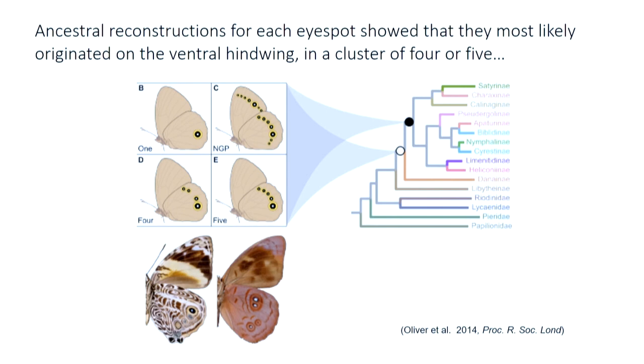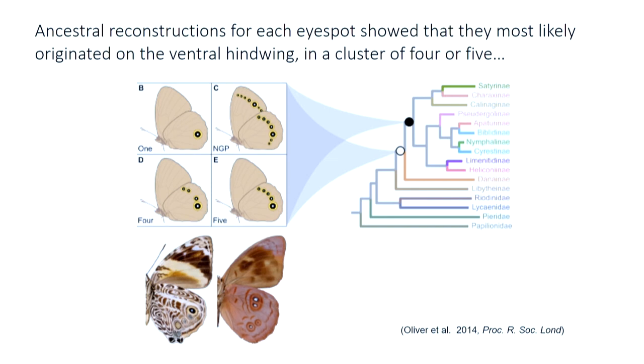the kind of stereotypic hypothesis of all the possible pattern elements that butterflies carry on their wings? So is this the most likely ancestral state, or something intermediate like this? Are these the most likely ancestral states? And what he found was that either 4 eyespots on the ventral hindwing or 5 eyespots on the ventral hindwing were the most likely ancestral states for butterflies.